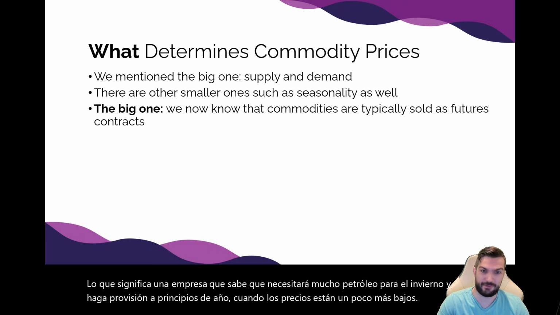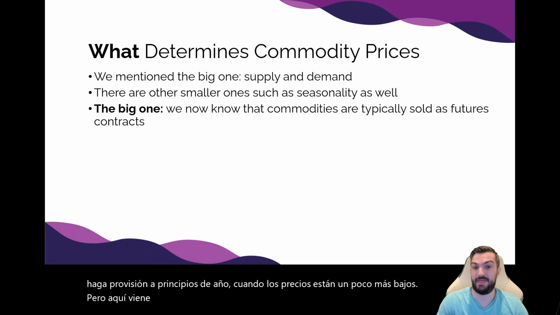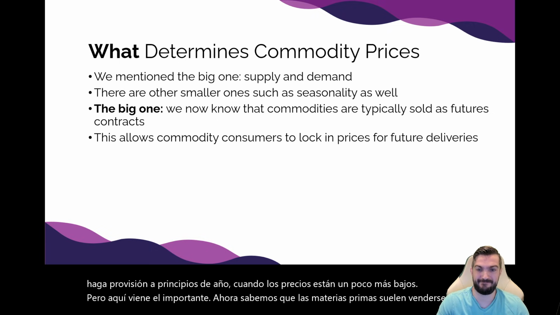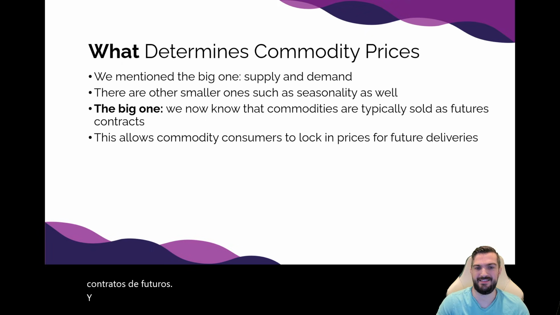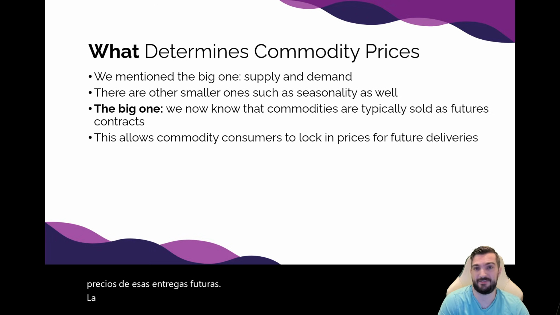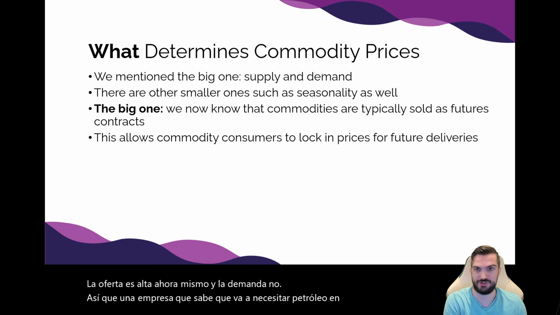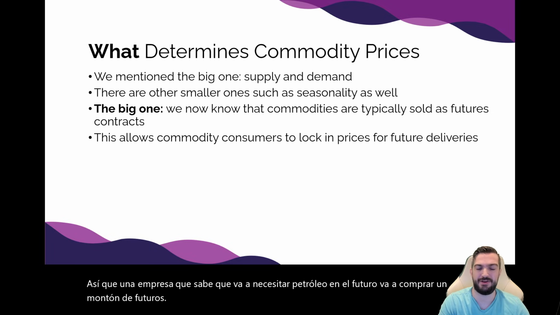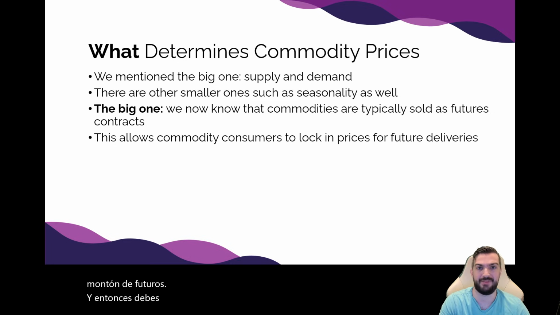But here's the big one. We know now that commodities are typically sold as futures contracts. And as I just hinted at, this allows commodity consumers to lock in the prices for those future deliveries. Supply is high right now, and demand isn't. So a company that knows they're going to need some oil in the future is going to buy a bunch of futures for that month, and then know that that delivery will come through that month.